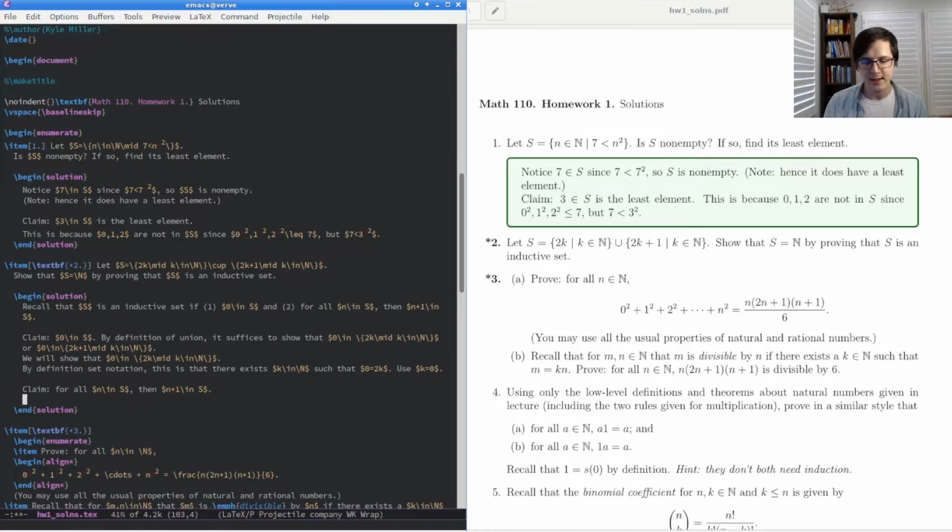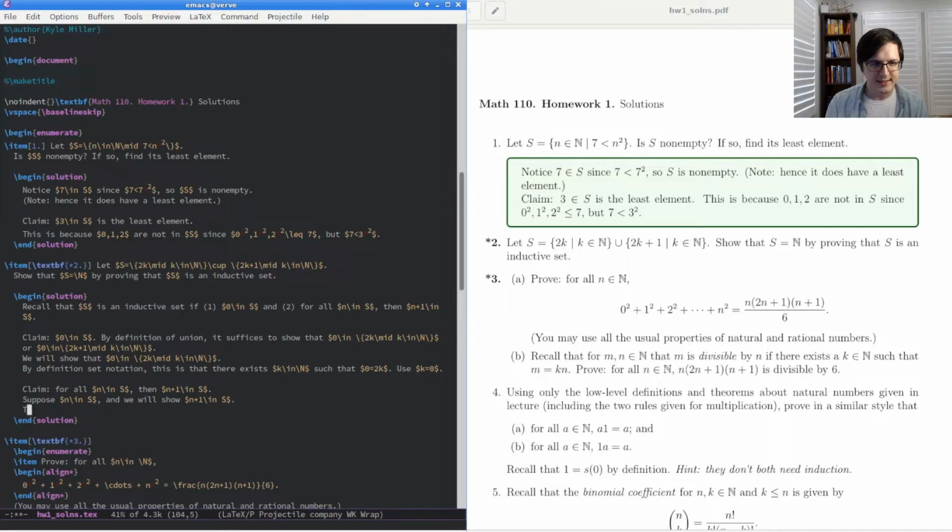So let's expand out what it means to be an element of S. Okay, so we want to show this claim, and we'll suppose that n is in S, and we will show that n plus 1 is in S. Okay, then because n is in S, n is in, I'll just copy this, and fix the zeros, turn them into n's.